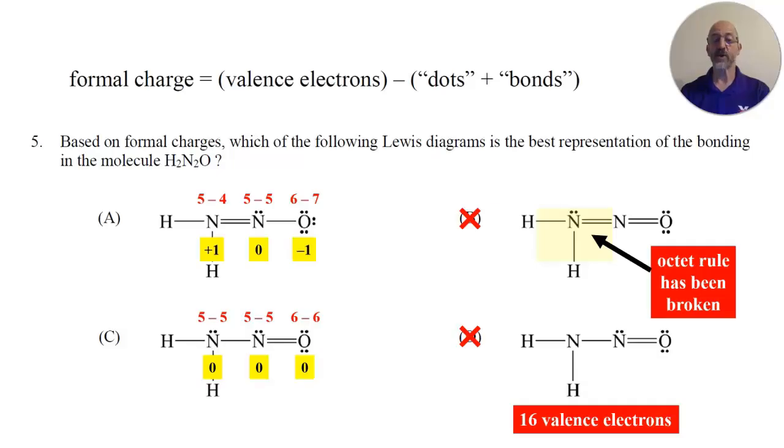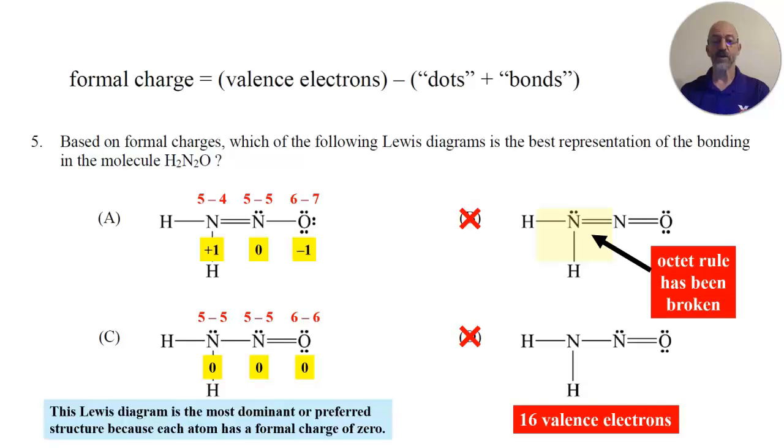So which of these two Lewis diagrams is more dominant or preferred, choice A or choice C? Hopefully you can see, based on that guideline that I mentioned, that the more dominant Lewis diagram in question 5 is the one in choice C, because each atom has a formal charge of 0, including the hydrogen atoms. All of the atoms have formal charges of 0, so that is the preferred structure. So the correct answer to question 5 is choice C.